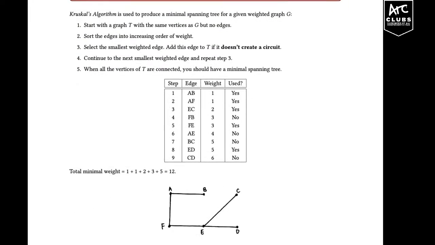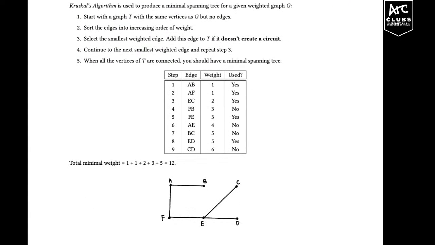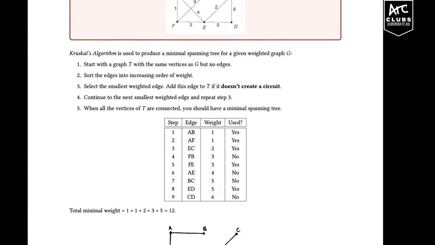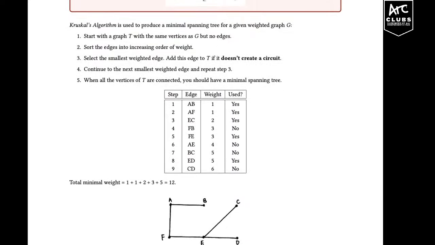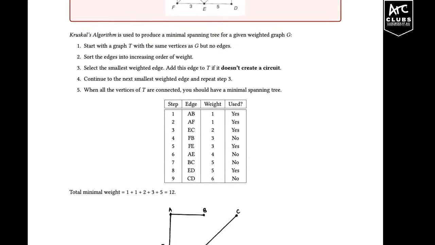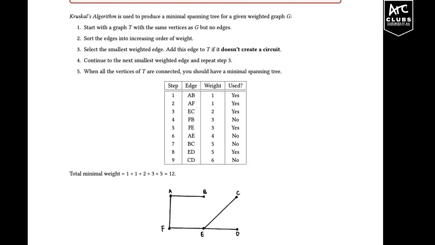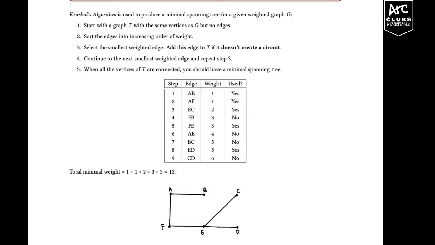Down here I have my final minimal spanning tree graph, and you can see that I've added AB, AF, EC, but I haven't added FB. The reason is that if I added edge FB onto my graph, it would have created a circuit of length 3, which we don't want in a spanning tree. So just keeping that in mind, you go through your list and keep adding edges until all your vertices are connected, as you can see down here.